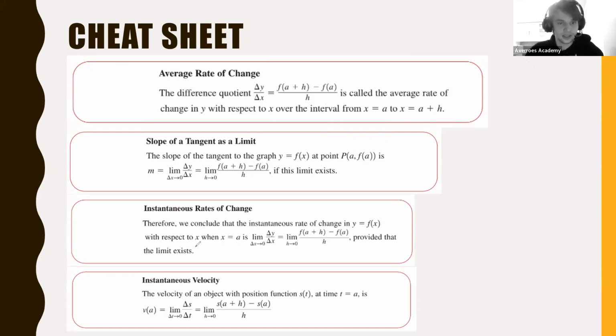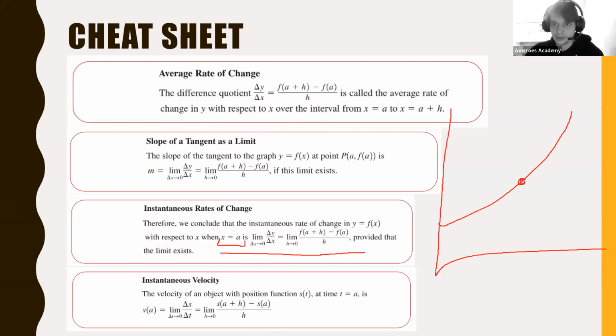Here you can see that instantaneous rate of change is basically the slope of a tangent as a limit. Same formula. Here we're taking into account that we're looking at the instantaneous rate of change at the point where x is equal to a. So let's say there was a curve looking like this, and we take a point here and would like to know the tangent at that point. This would be a on the x-axis, and the value of the function at this point would be f of a. Make sense?